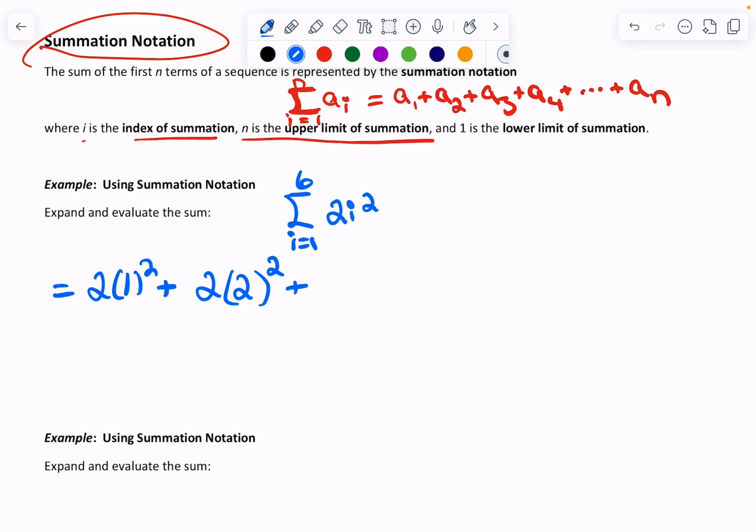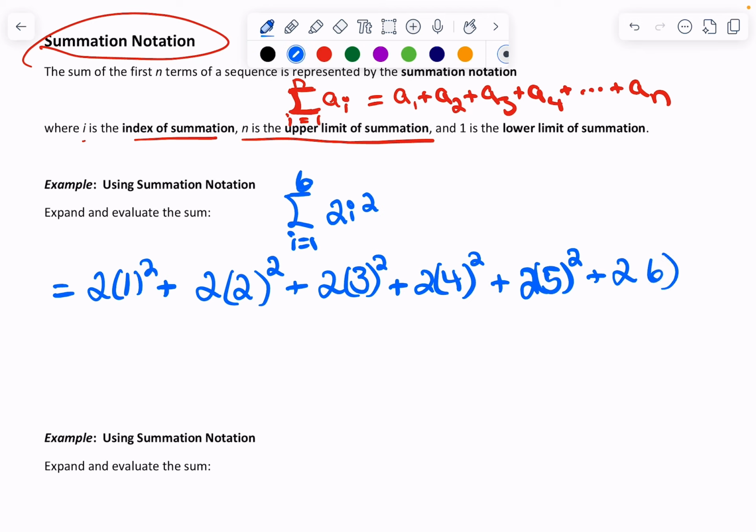We're adding the next, third term, i is going to be 3. Fourth term, i is going to be 4. Fifth term, i is going to be 5. And then the sixth term is the last one because we have the 6 as the upper limit. So it's going to be 2 times 6 to the power of 2.